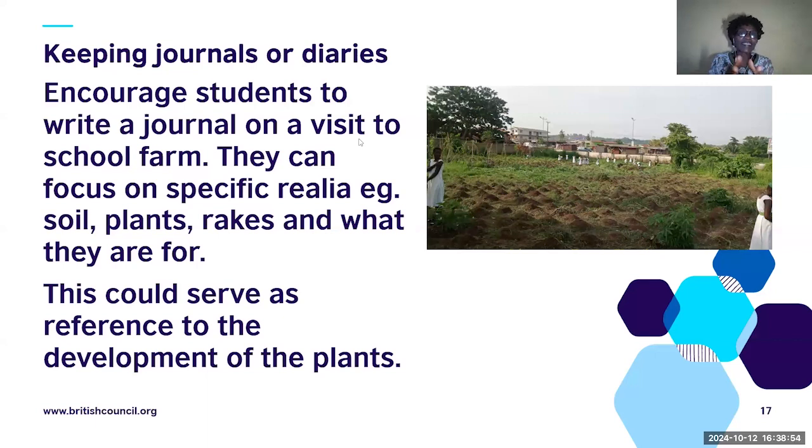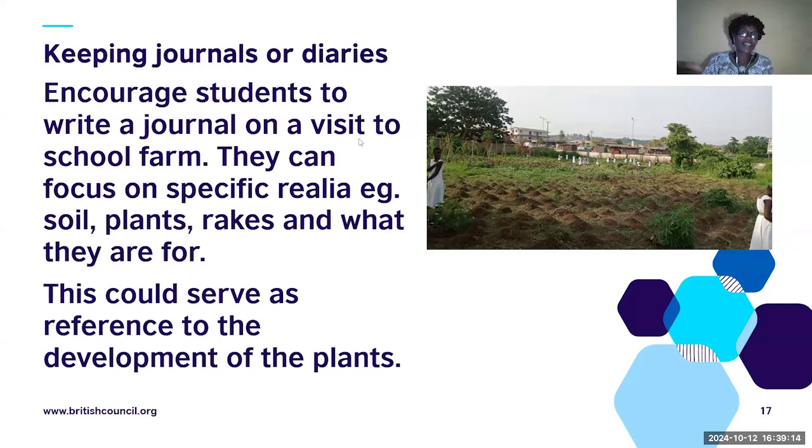Now that's the beginning of the planting season. So we were planting maize on the farm. You can see some of my students working there. So you can ask your students to write about this. They can begin to watch the progress of the plants. They can write about how the plants are maturing bit by bit.